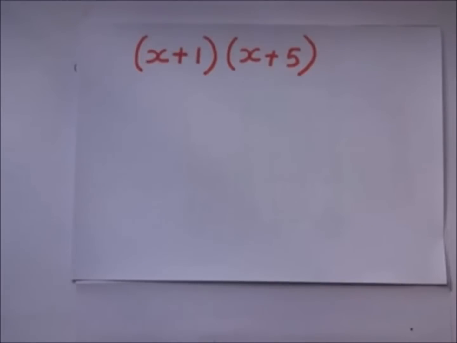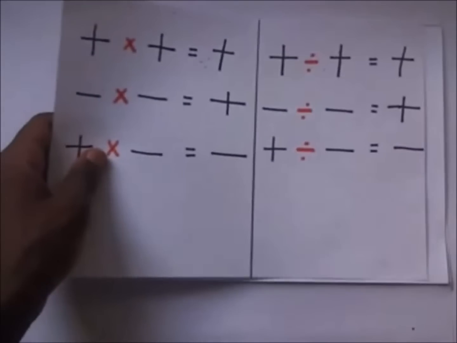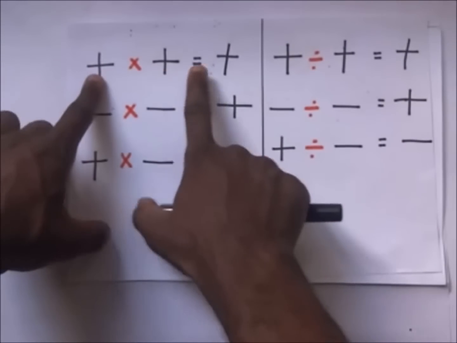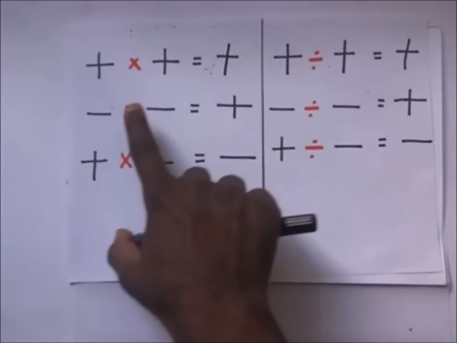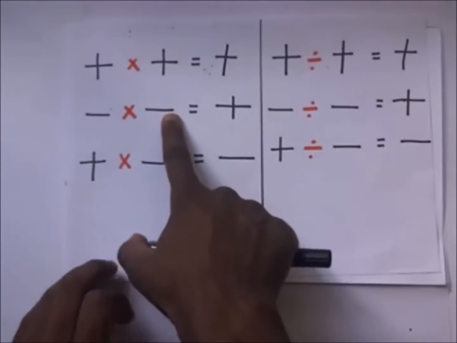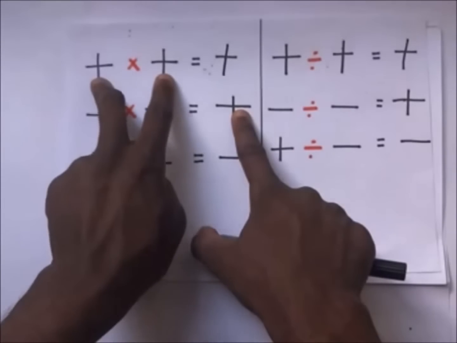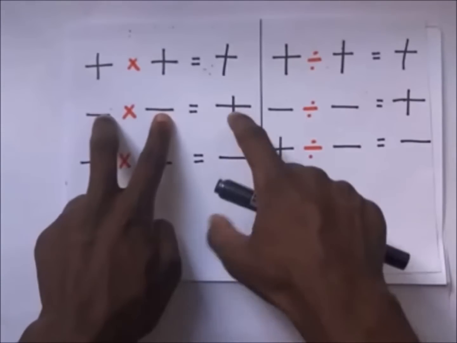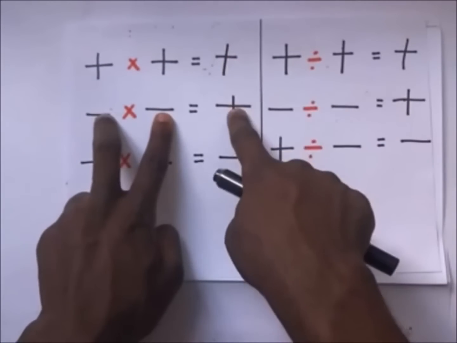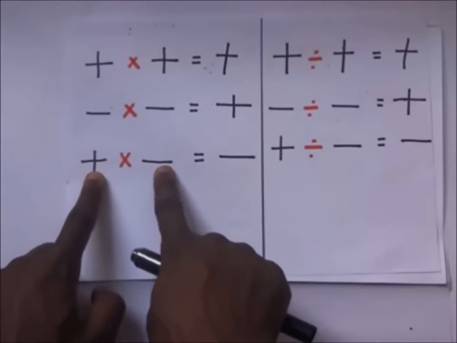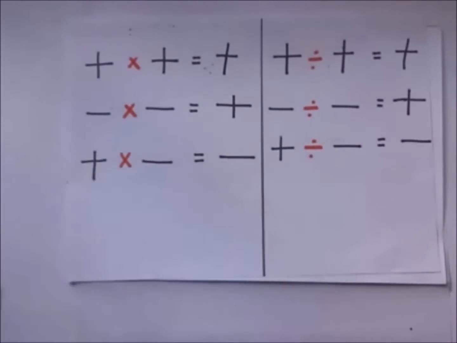As we are multiplying these terms, we need to know that when we are multiplying a positive by a positive, we get a positive. When we multiply a negative by a negative, we get a positive. So you realize that when we are multiplying two numbers that have the same sign, the answer will always be a positive. But if the numbers we are multiplying have different signs, positive, negative, then the answer is a negative.